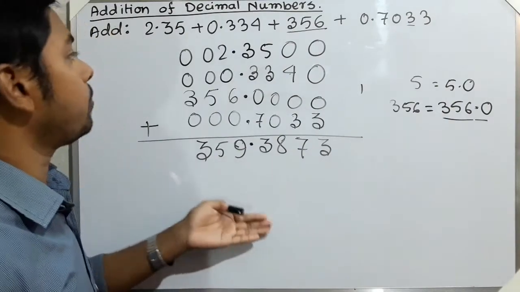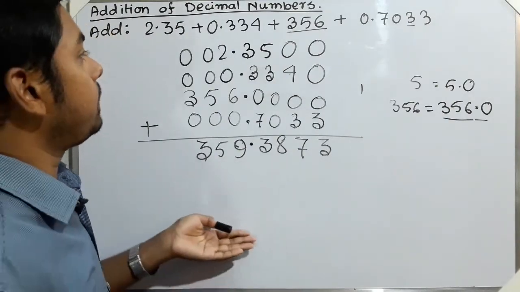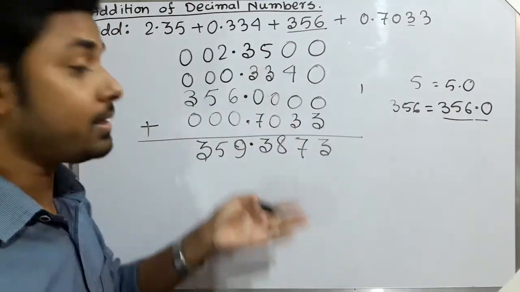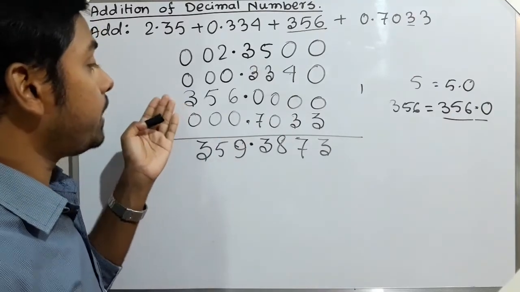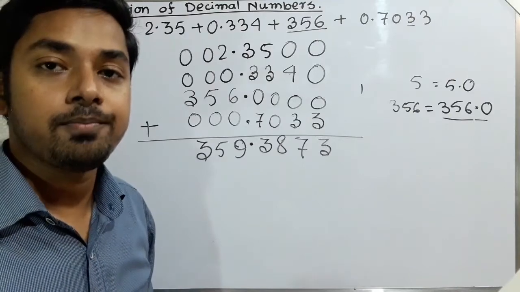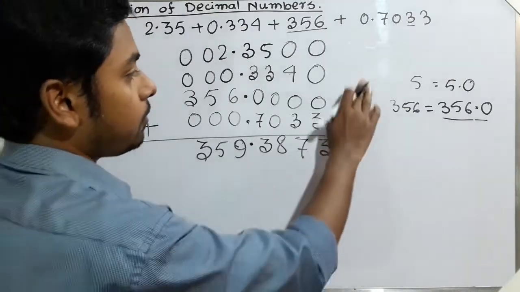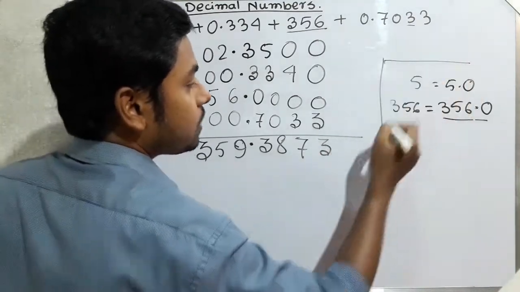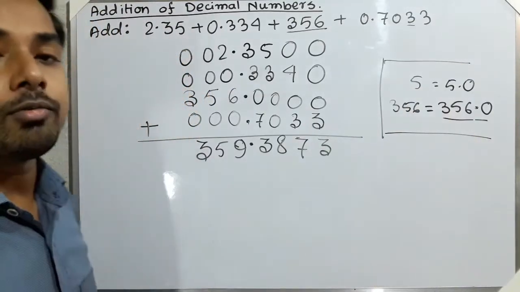This is the correct way to add decimal numbers, and this is also the correct way to arrange decimal numbers for addition or subtraction. Okay, so first of all, pause the video to note it down, then we will go forward.